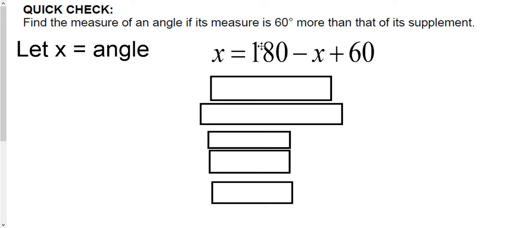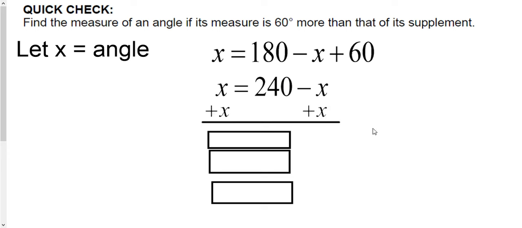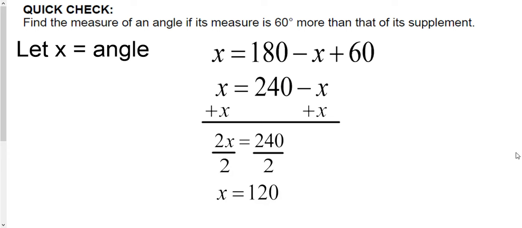Alrighty, so I'll combine the 180 and 60, makes 240. I'll go ahead and get rid of this minus x with plus x. So x plus x is 2x equals the 240. Divide by 2, and we have x equals 120. The angle we're looking for is 120.